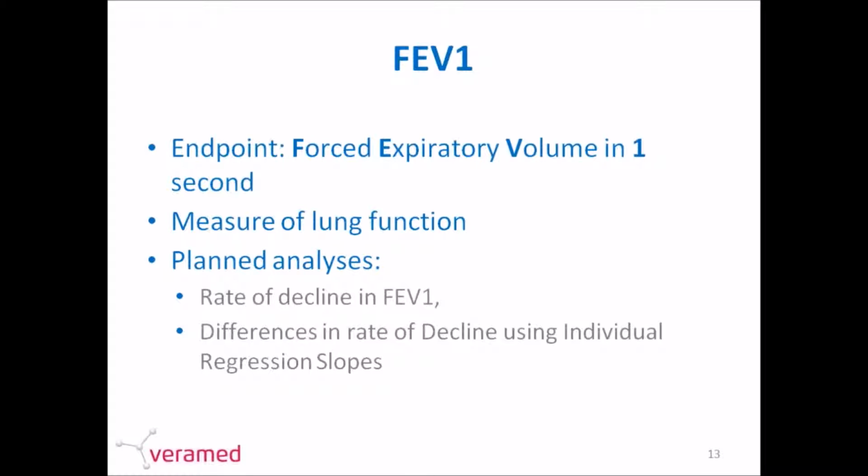We used it in our analyses in several different ways. The first and most important way was looking at the rate of decline of FEV1 in our subjects. Subjects with certain respiratory diseases will naturally decline in their FEV1 over time. Their lung function just goes down. But we wanted to know whether the drug we were testing had an effect on slowing that down. So if you're taking this drug, does your rate of decline slow down over time? We did that using a random coefficients model, but we also had another analysis in our data set where we were looking at individual regression slopes.